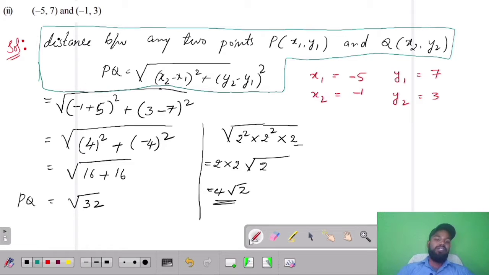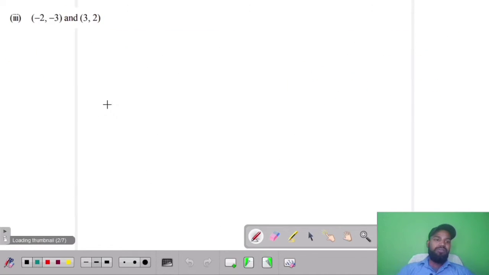So moving to the third solution. This is your third question. What is given here? 2 points are given, minus 2 comma minus 3 and 3 comma 2. So let us do this problem. First I write the solution.